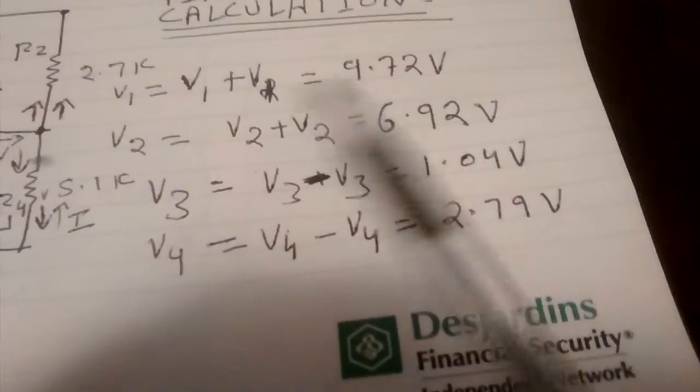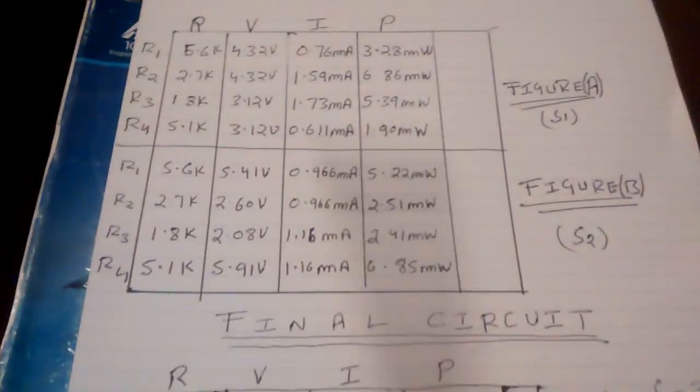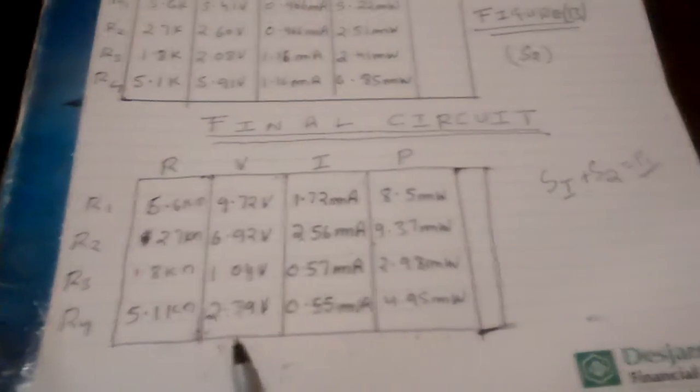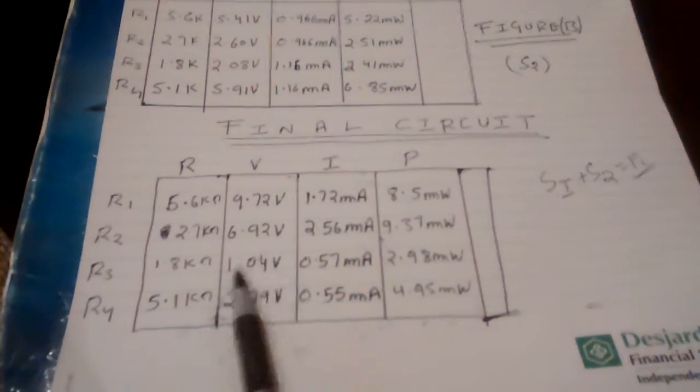So these are the voltages in the final circuit, V2, V3 and V4. Here we go. So now we have our figure A and figure B, where we have the values for figure A and figure B, and this is the value for figure B, which is our final circuit. So these are the values for the final circuit, and this is our V, I, R value. Let's check our OCAD. Here we go.